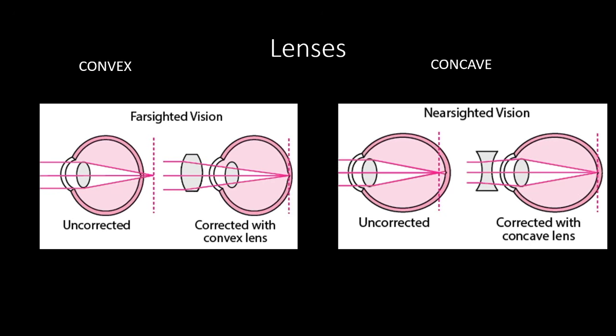Now, far-sighted vision means you see things that are far away better than when they are close up, and near-sighted vision means you can see objects near to you very clearly, but objects that are far away will become blurry. So how do we correct issues like this? By placing a convex lens for far-sighted vision and a concave lens for near-sighted vision.